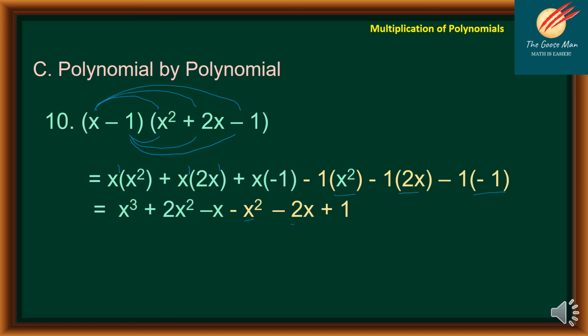But take note that I can combine negative x squared and positive 2x squared, as well as negative x and negative 2x. So simplifying it further, I'll copy x cubed as well as positive 1. Take note that 2x squared minus x squared will give us x squared, as well as negative 1x plus negative 2x, so that is actually negative 3x. So therefore, the product is x cubed plus x squared minus 3x plus 1.